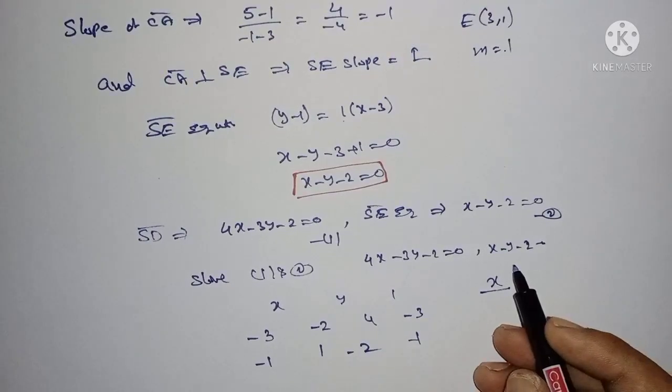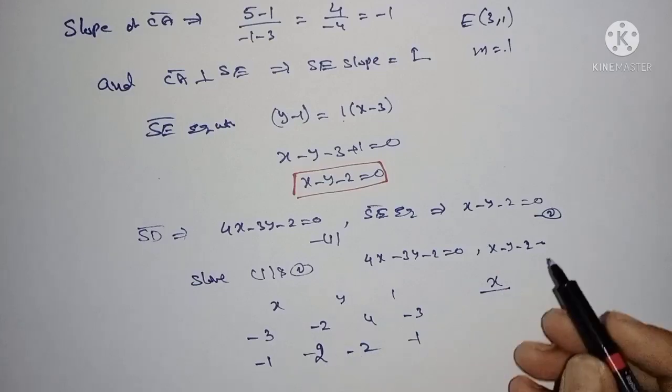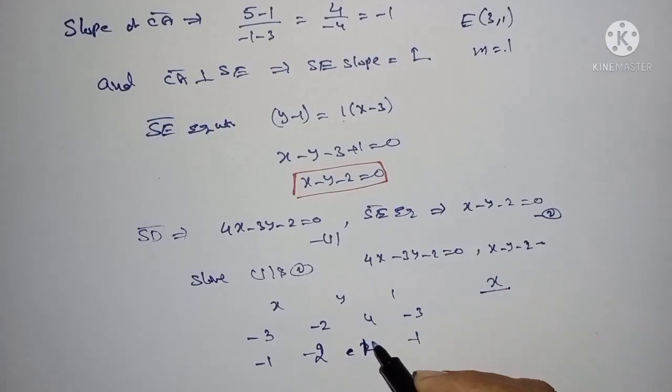This is x minus 1 first, minus 1 and 2, minus 2, 1. This is also minus 1. Minus 1, minus 2, 1. This is 1 only.